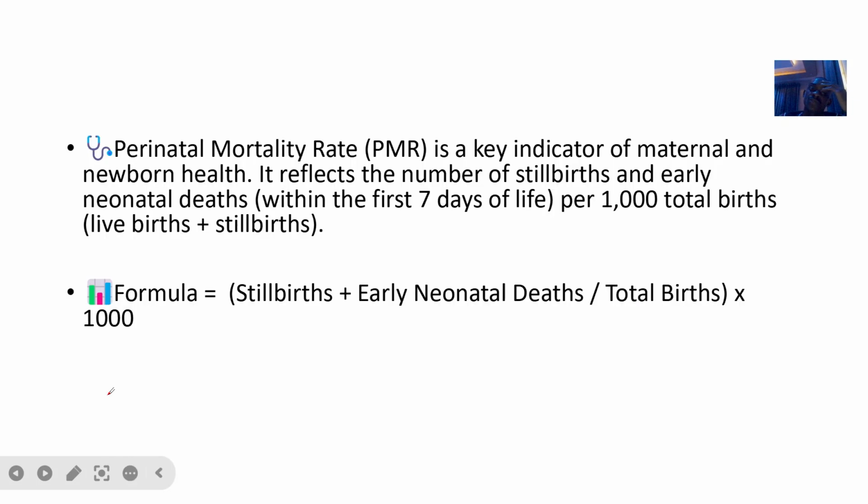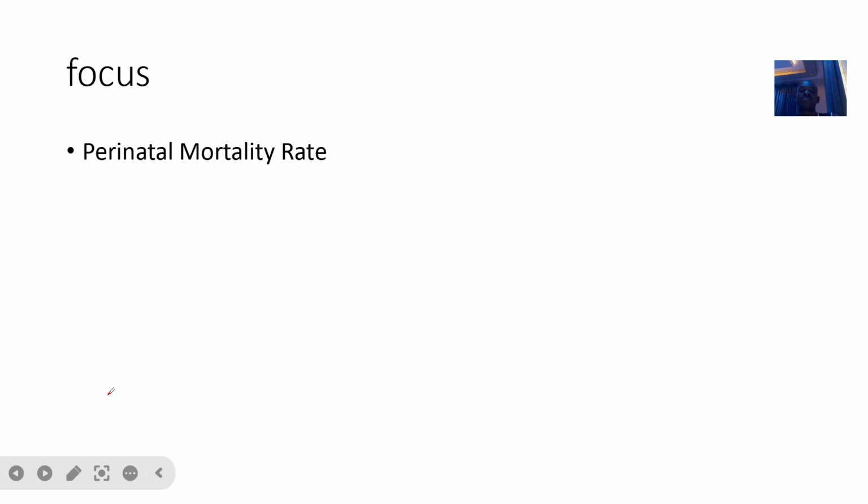All right. So perinatal mortality rate is just a key indicator of mother and newborn health. It reflects the number of stillbirths and early neonatal deaths. Okay, so this one is mainly for the baby. Do you understand? But of course, it involves the woman too. So it's babies that died when the mother was pregnant, or babies that died during childbirth, or babies that died after being born. Do you understand?